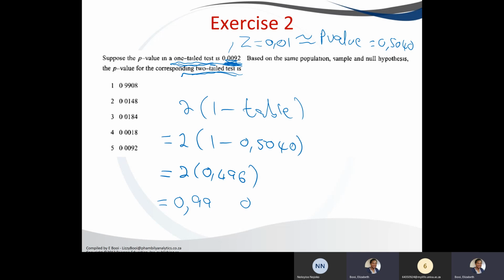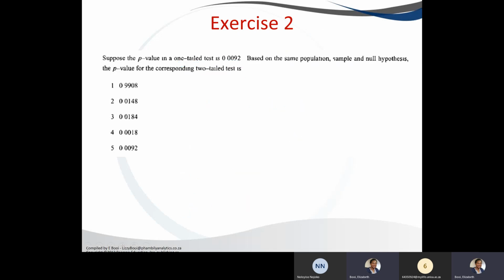Oh gosh, sorry, my bad. I am doing it all wrong. I've interpreted it all wrong. They have calculated, they found the p-value. So they found the value on the table, and they found that it's 0.0092. My bad. Sorry. So this was their p-value.